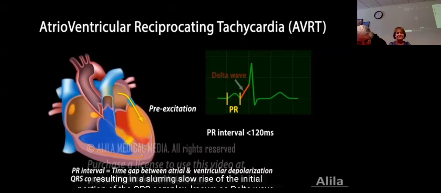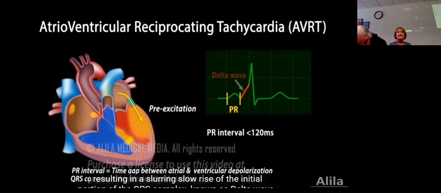AVRT develops when electrical impulses travel down one pathway, either the normal or accessory, then back up via the other, creating a loop or reentrant circuit. The frequency of this loop determines heart rate and can be very fast.